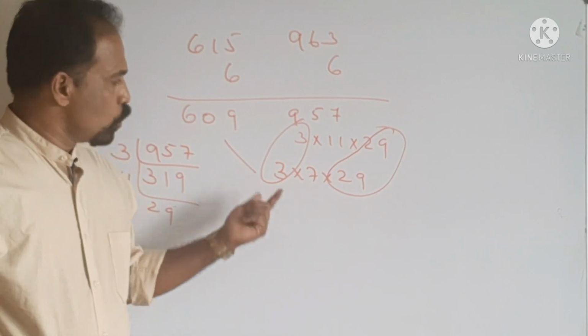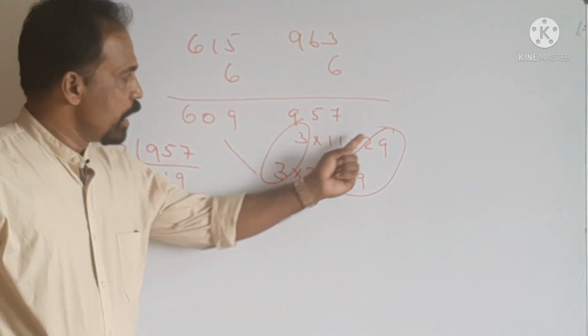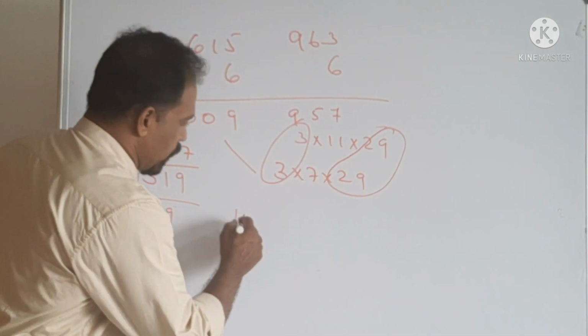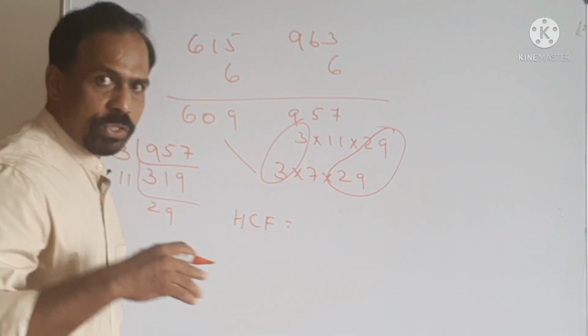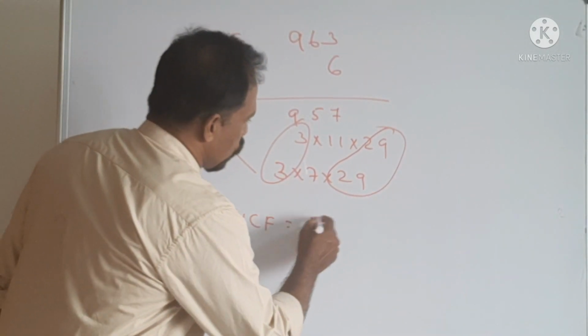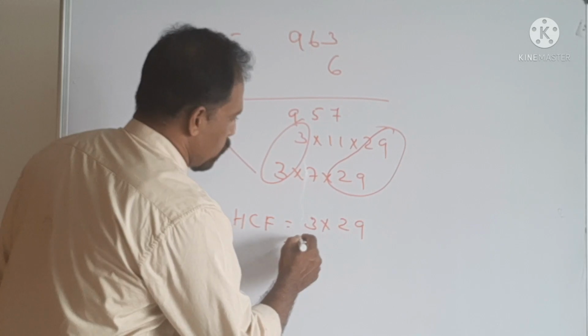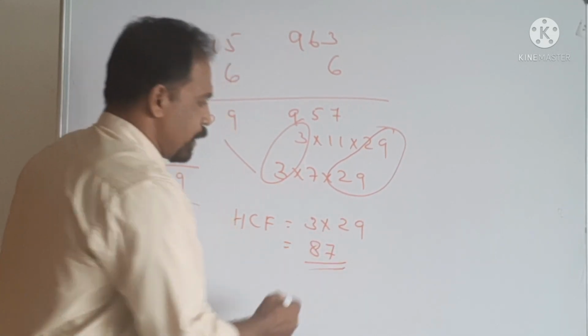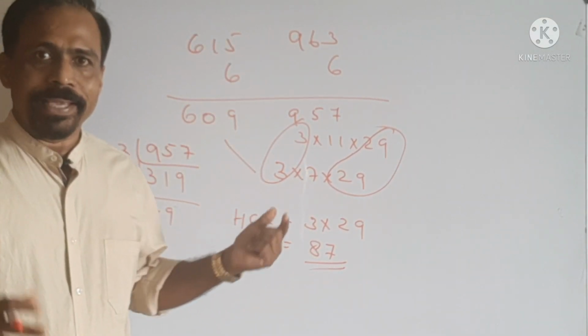Now you can see there are two things, 3 is common and 29 is common. So the HCF is the smallest power which is common in both the cases. So 3 into 29, that is 87. So the HCF of these numbers will be 87.